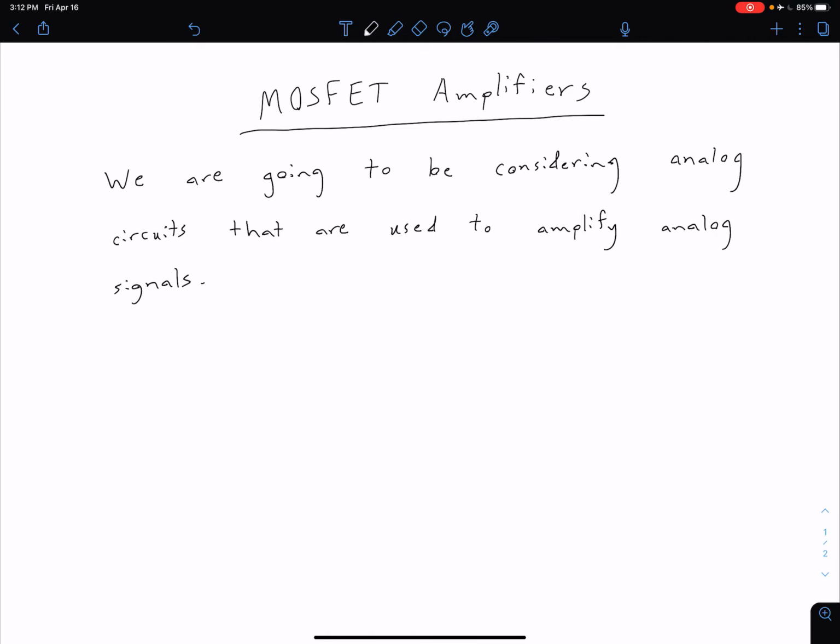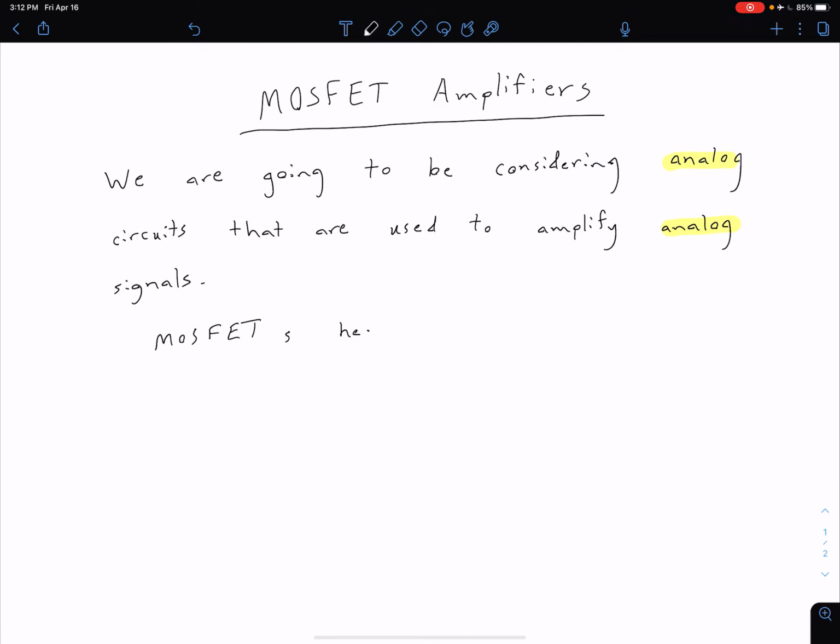In this unit, we're going to be considering MOSFET amplifiers. It's worth noting that we're going to be looking at analog circuits, which are made to amplify analog signals. However, as I've touched on before, our MOSFETs are typically going to be used more heavily for digital logic.